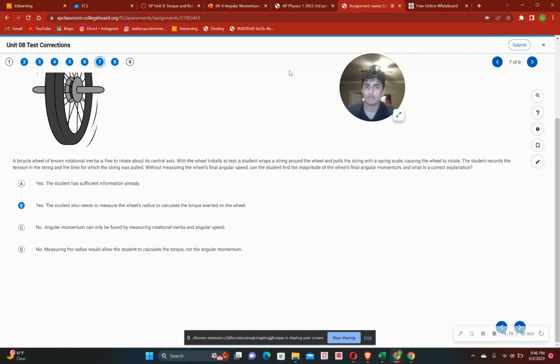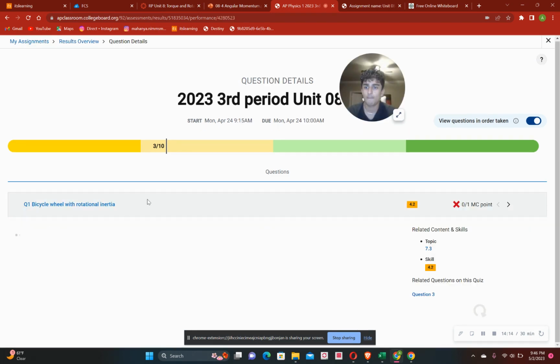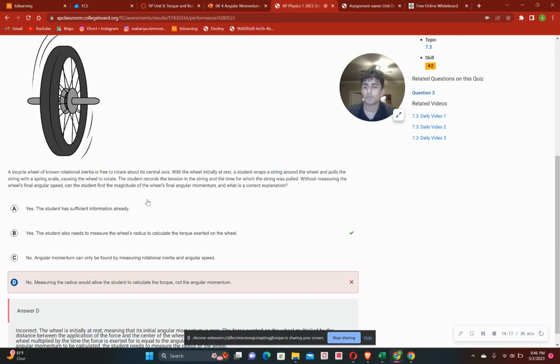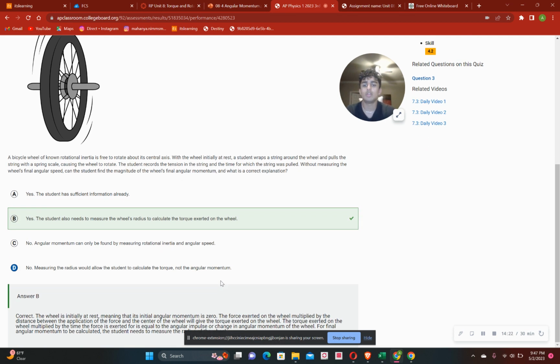And so looking at this, I had the question earlier. We know the force, right? Because it says the student records the tension. So we know the force. Now, what else do we need to find to get the impulse? We need the time, and we need the radius, right? Because we do F times R to get the net torque, times time to get the impulse, right?